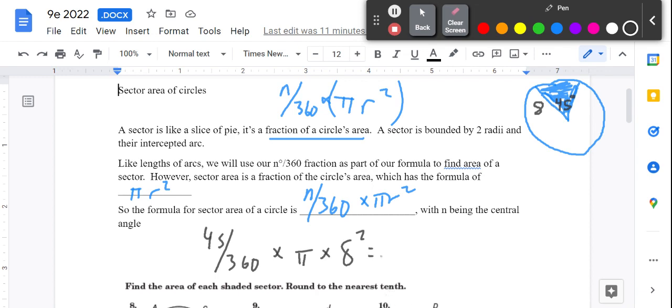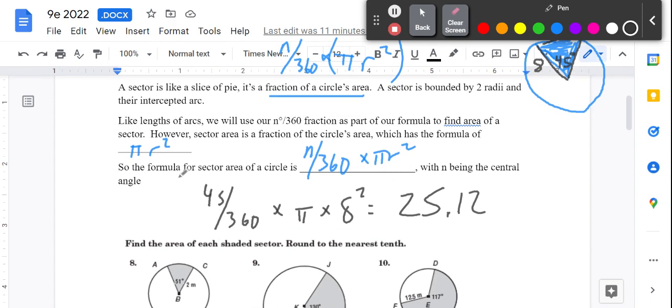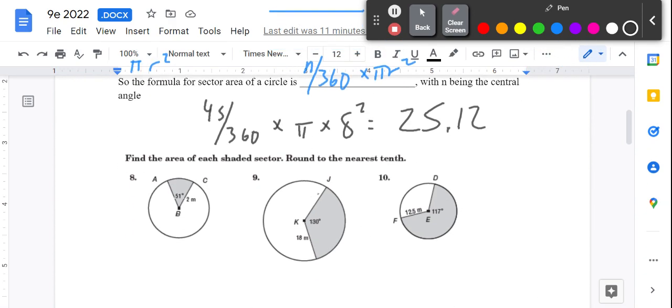45 over 360 times 3.14 times 8 times 8. The final answer for that should be about 25.12. So 25.12 is the area of this blue section right there, not the area of the whole circle.